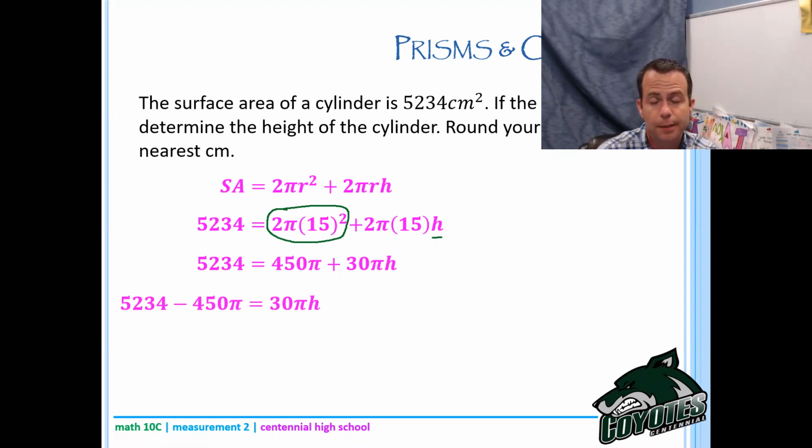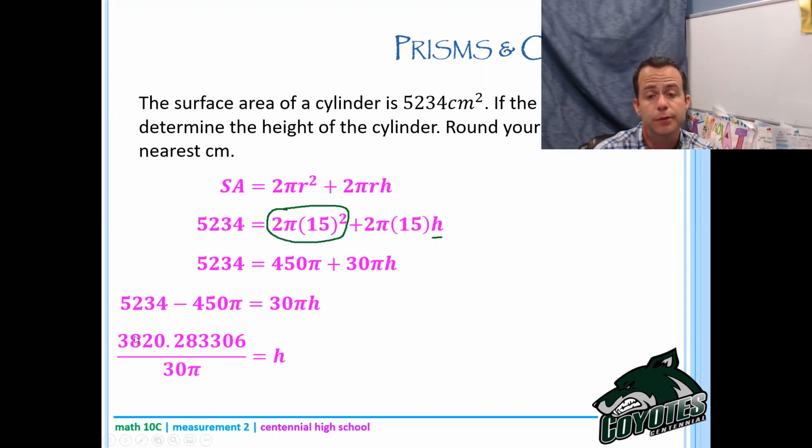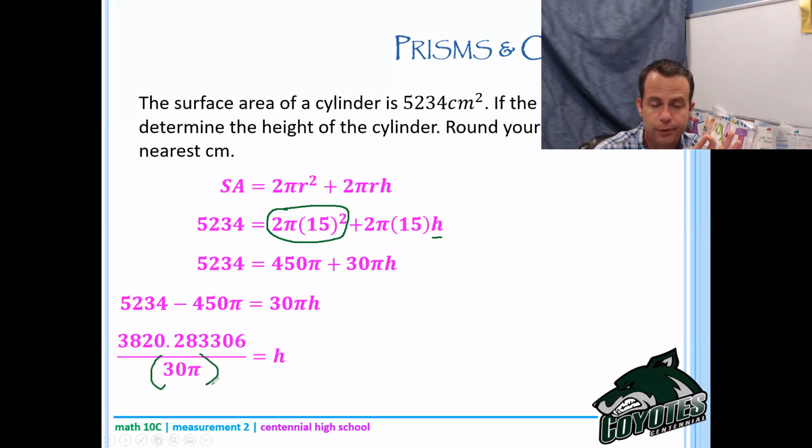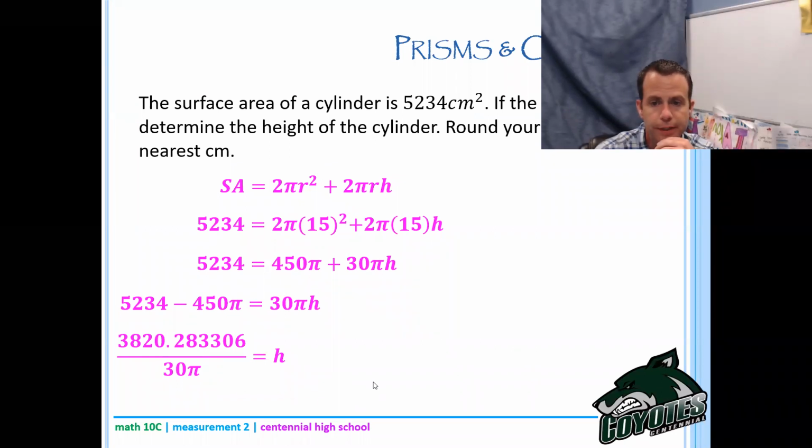Okay. That's going to give me some sort of a decimal, and it's okay to work with the decimal there as long as you then keep using your answer button in your calculator. I'm going to divide by 30 pi. Okay, so 5,234 minus 450 pi is this 3,820.283306. Dividing by 30 pi, again, a gentle reminder, if you are a kid who has a TI calculator, you have to put the 30 pi in its own set of brackets. Okay, if you are a Casio kid, you don't need to worry about it. Okay, and then you should get an answer of a height of 41 centimeters when rounded to the nearest centimeter.